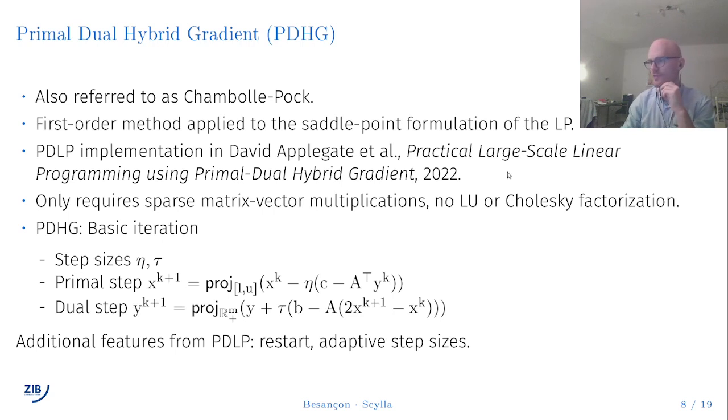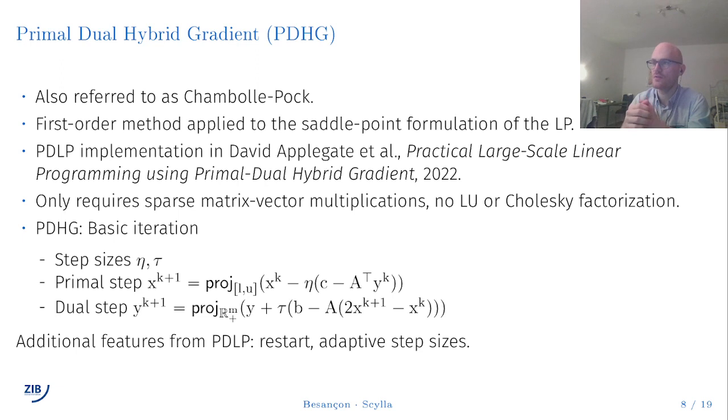So first, for both the primal and the dual steps, we have a gradient-like step, which will move towards feasibility of the linear constraints. And then we have a projection step onto the primal and then on the dual bounds. So that's the two steps we have. And then you have an adaptation of the two step sizes. Right, so I'll refer to PDLP for the specific implementation and to PDHG for the generic primal dual hybrid gradient algorithm.